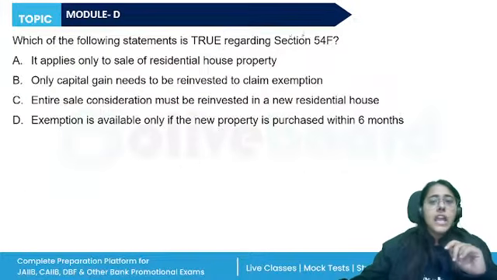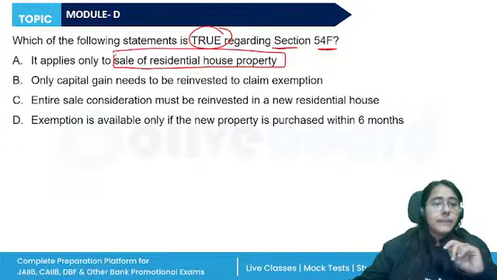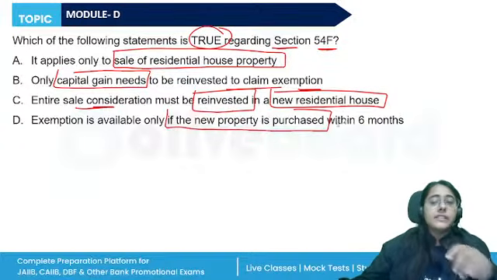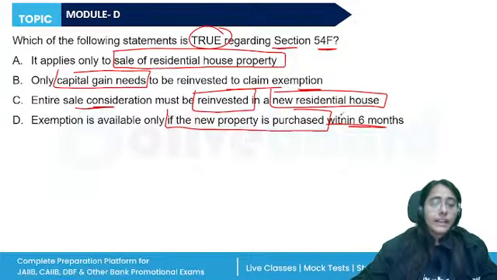Yes. Which of the following statements is true regarding Section 54F? It applies only to the sale of residential house property. Only capital gains needs to be invested to claim exemption. Entire sale consideration must be reinvested in a new residential house. Exemption is available only if the new property is purchased within 6 months. Section 54F.